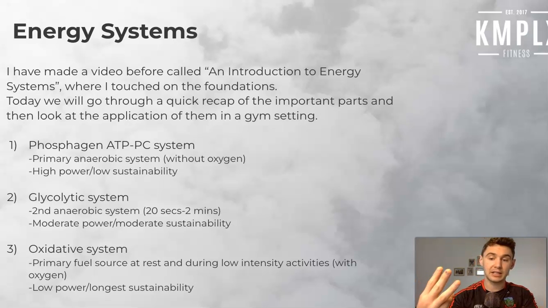So, breaking it into 3 different sections. We've got our phosphagen ATP system, our glycolytic system, and our oxidative system. So, 1, phosphagen ATP system. Again, we're going to break these into little subsections within them, but for the most part, this is our primary anaerobic system. That means the energy we use without oxygen. So extremely high power, low sustainability.